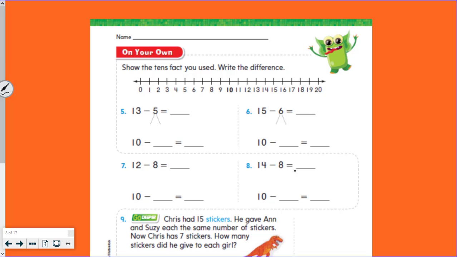All right, show the tens fact you use, write the difference. So I'll help you out again on these. So we'll split these, right, to make it easier to subtract. So this one's going to be 3. This one's going to be 5. This one's going to be 4. That one's going to be 2. So pause your video, work those out, and then we'll check them.